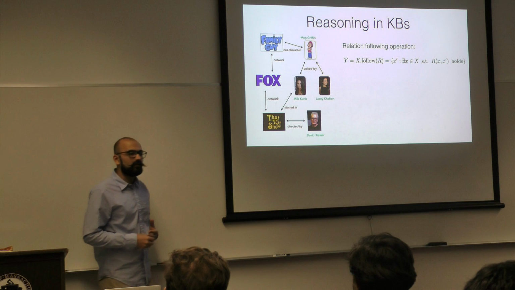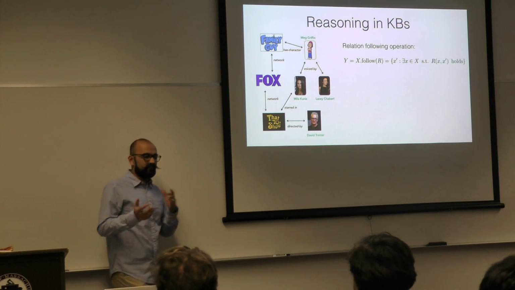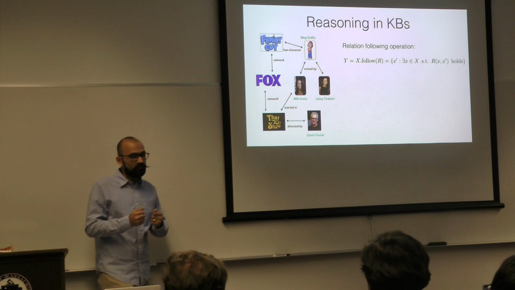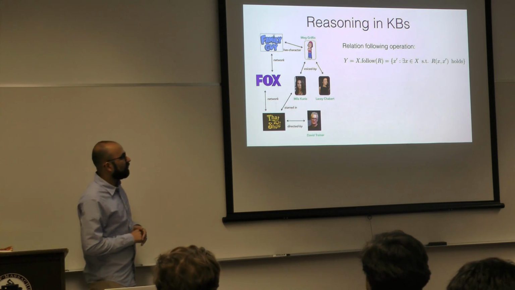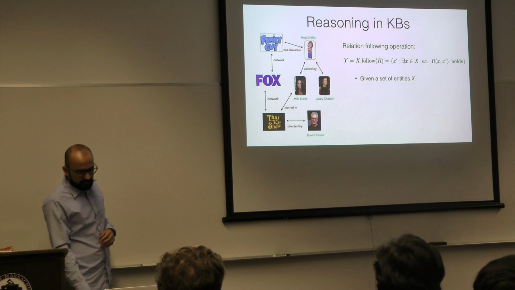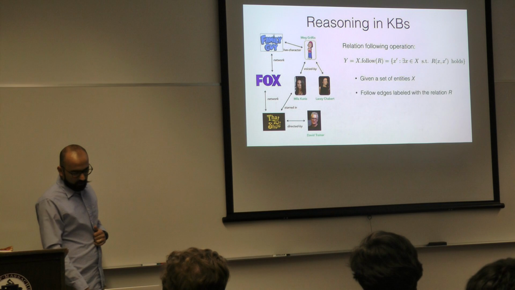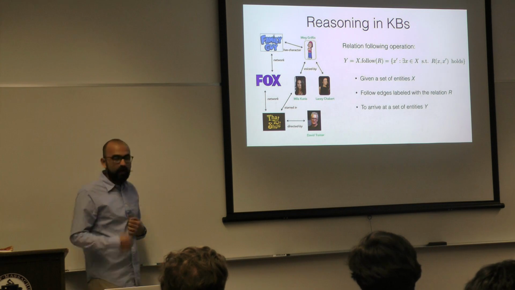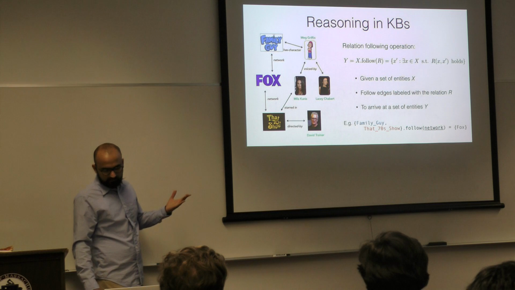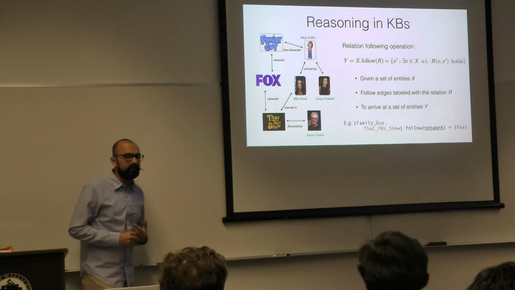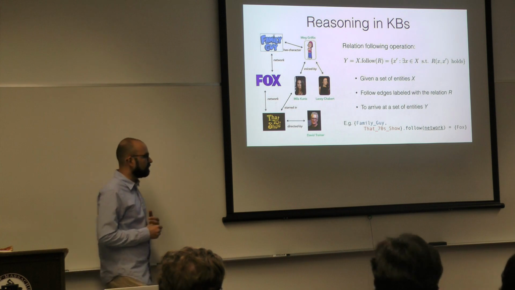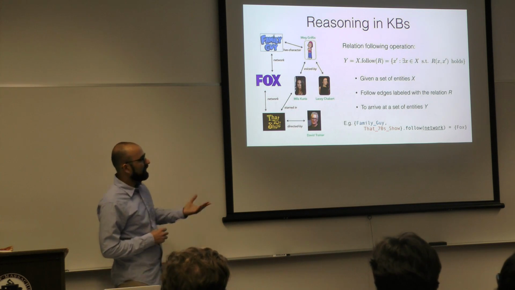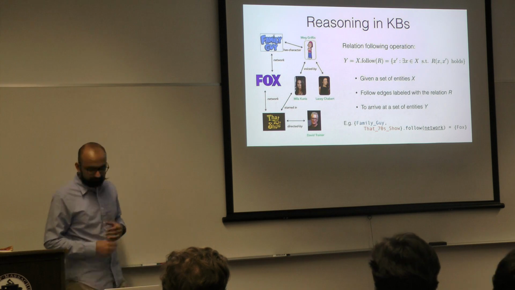Now, I've also been talking about reasoning in knowledge bases. There are many different things that you can do with a knowledge base, but one operation which is particularly easy to implement and is useful for a lot of different tasks is what I'm going to call the relation following operation. So starting from a set of entities X, you can follow all outgoing edges labeled with a particular relation R to arrive at an output set of entities Y. And I'm going to denote this by x.follow(R). This is very easy to implement against a structured knowledge base in a very efficient manner. So for example, if you have the starting set Family Guy, you can follow the network edge to arrive at the singleton set, which is Fox.